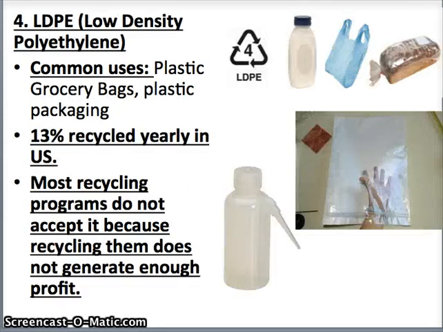Okay, plastic number 4 is known as LDPE or low density polyethylene. This type of plastic is commonly used in grocery bags, plastic packaging, and some of the bottles that you see in the grocery store. Only 13% is recycled yearly in the United States, and most recycling programs don't accept it because recycling them doesn't create enough profit. And in California, there's a big push to ban these plastic bags because they are not being recycled and it's causing a lot of pollution in our oceans.